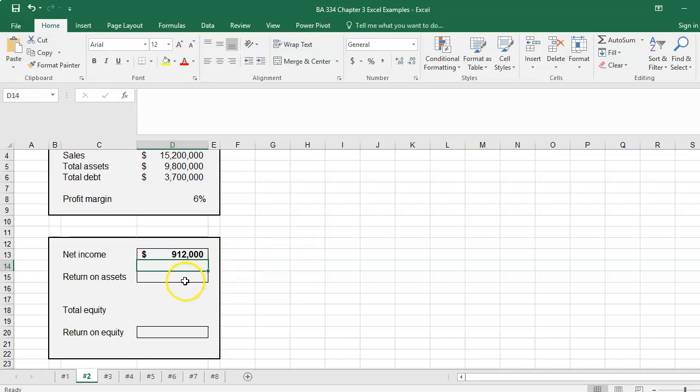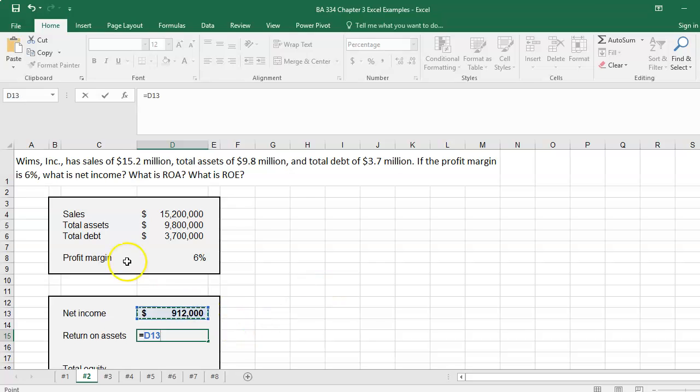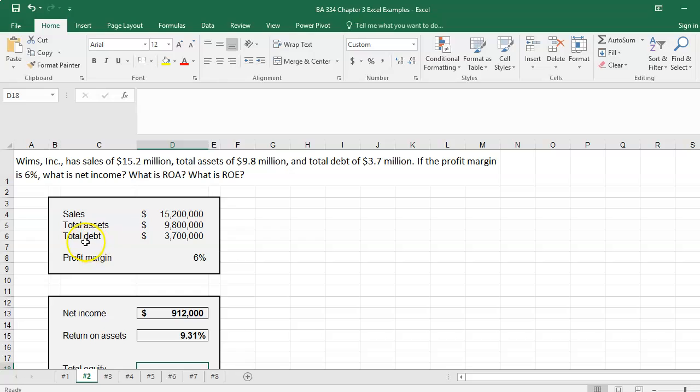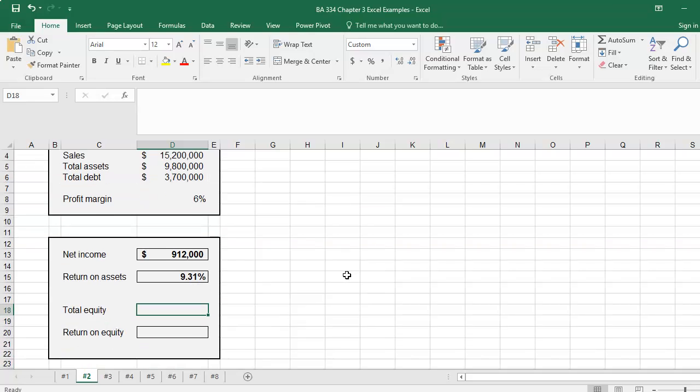$912,000. We can now calculate our return on assets. Return on assets is net income divided by total assets. And for our total equity, we're given total assets and total debt. So we can use our accounting formula to generate our total equity. Total assets equal total debt plus equity. Therefore, assets minus debt equals total equity. Assets minus our debt or liabilities equals our total equity. Our return on equity is net income divided by equity. So our net income divided by equity. And these look at how well we are using our assets and our equity in order to generate income for the business.